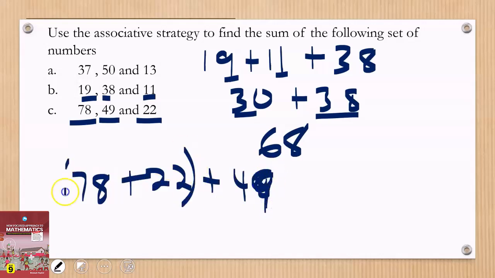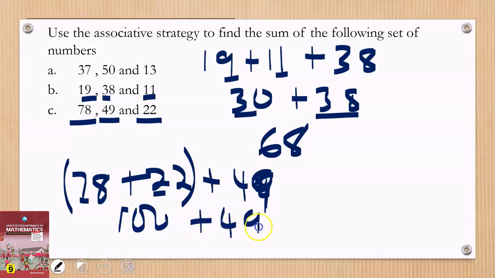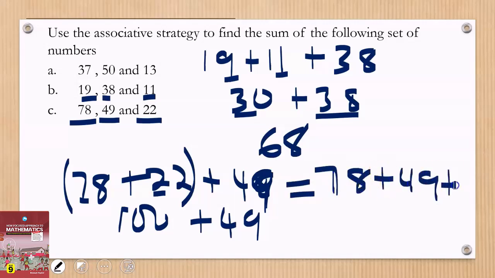So I can do this one first because I can add 20 plus 70 and that will give me 90. Then 2 plus that will give me 10. So I can have 100 here plus 49. And 100 plus 49 is easier to add compared to arranging this same question as 78 plus 49 plus 11.